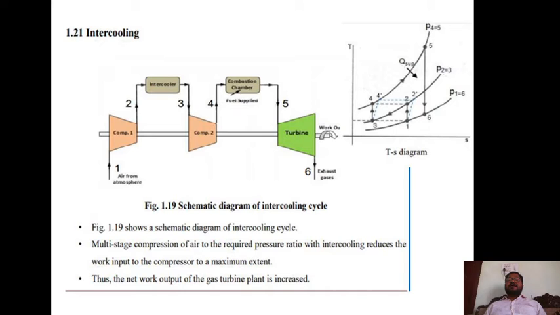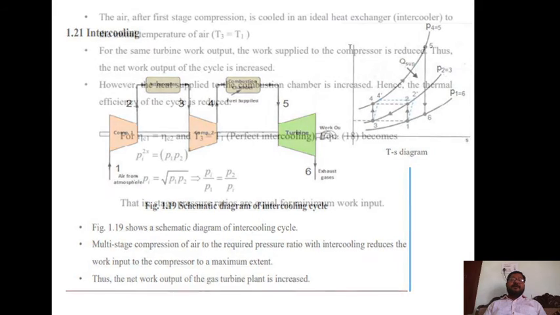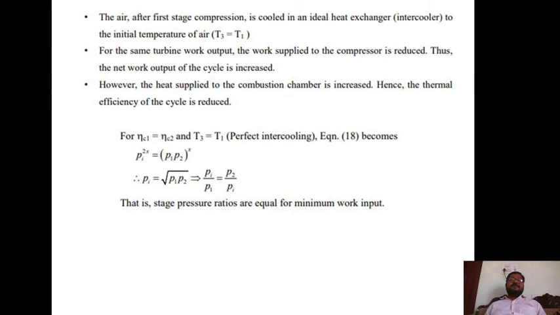Because of the losses, it is going to lesser work done. Lesser work done means this area reduces. Area reduces means work done decreases. Area increases means work done increases. Okay. Area of the TS diagram is nothing but the work done, thermal efficiency. For that, this intermediate pressure is calculated like this: Pi is equal to root of P1 by P2. This is the perfect intercooling.